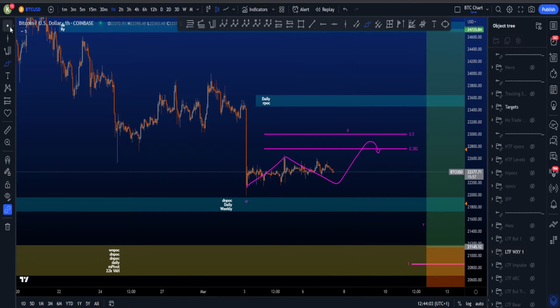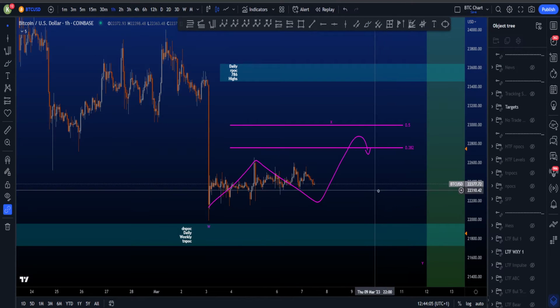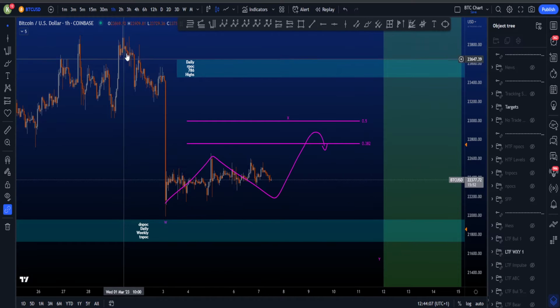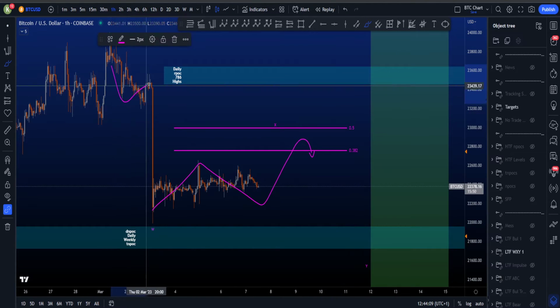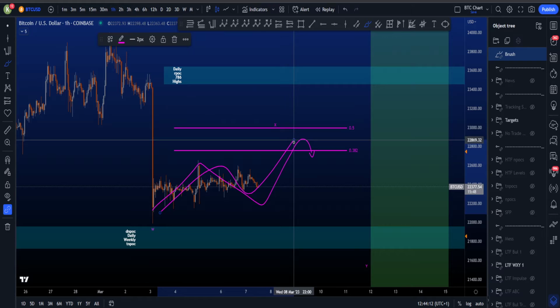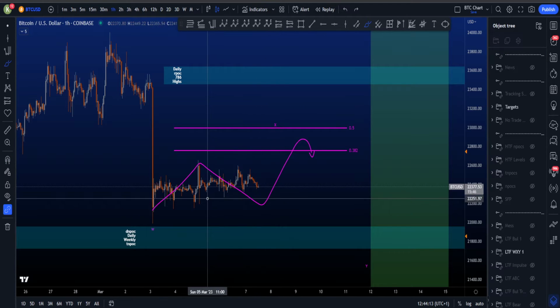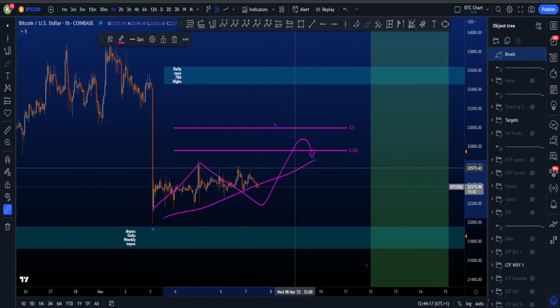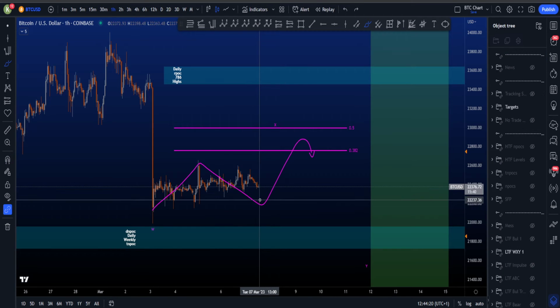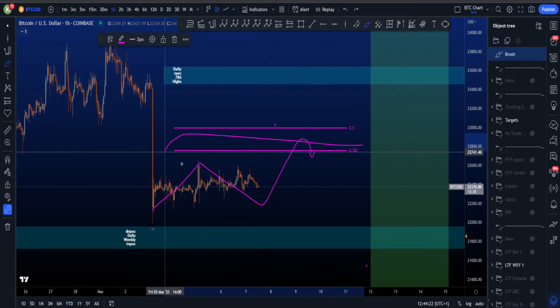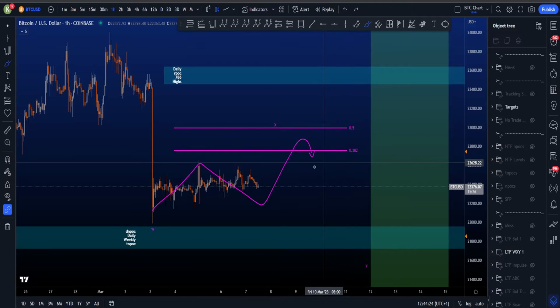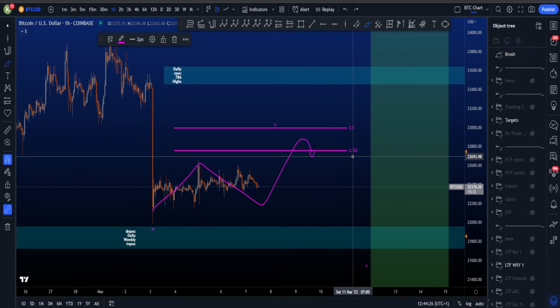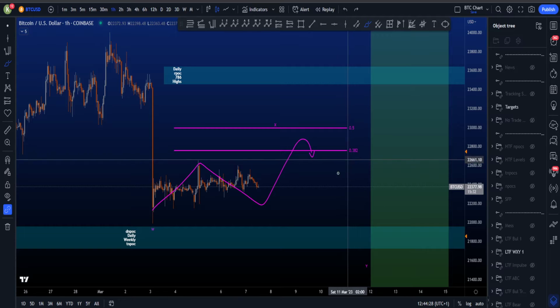The second scenario I have is if we have a W over here, and then we have an X. This X is not going to be an expanded flat. However, it's going to be some sort of a WXY range. So we're going to basically create a range like this. And I want to see the 382 as a minimum target being hit. As long as this target is not hit, I'm not happy, but I will tell you more about that at the end of this video.